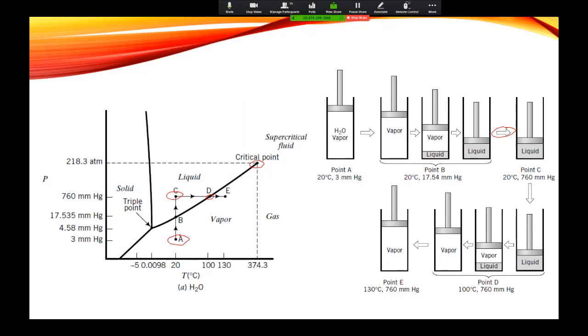So the liquid uses the energy to transform to vapor, and that's why the temperature doesn't rise. And when you have only vapor, you can go beyond point D, where you have an overheated vapor, that has a higher temperature than the boiling temperature. So in this case, 130 Celsius, right?